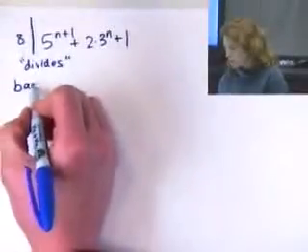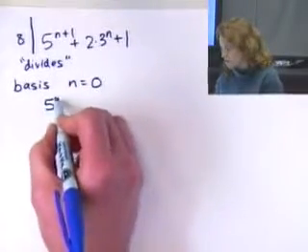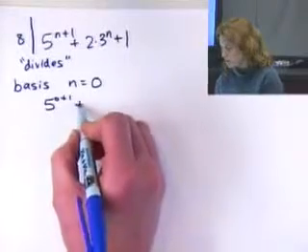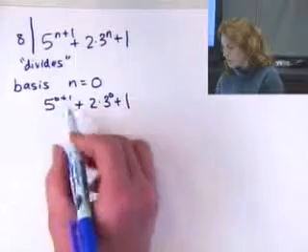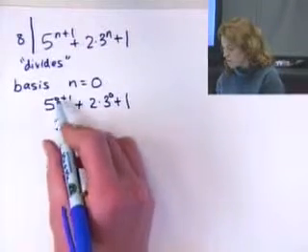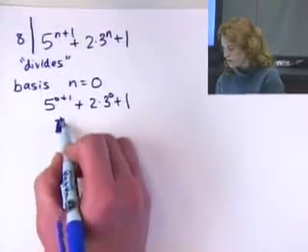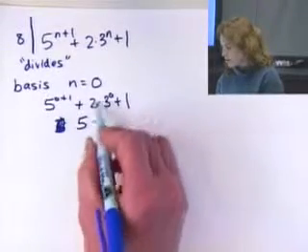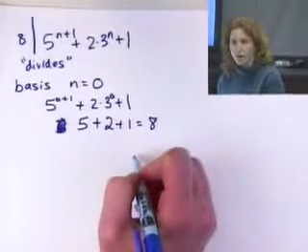So we start with a basis. Let's say n equals 0. So we get 5 to the 0 plus 1, plus 2 times 3 to the 0, plus 1. That's going to be 5 to the 1, that's just 5, plus 2 times 1 is 2, plus 1. That all equals 8. That's divisible by 8, right?